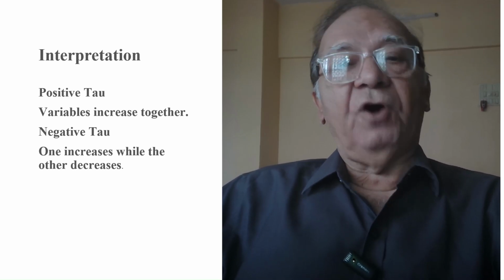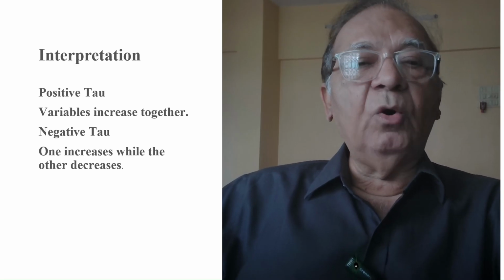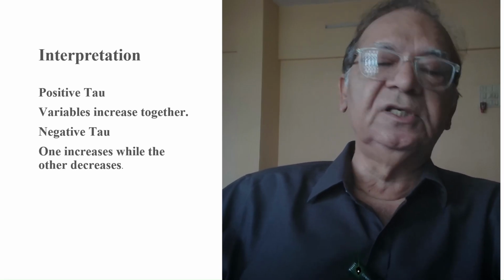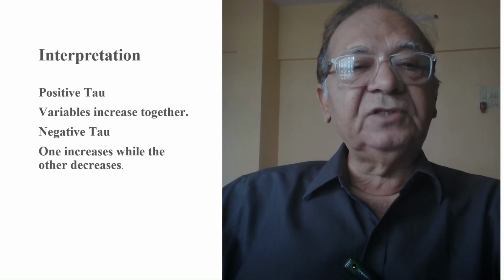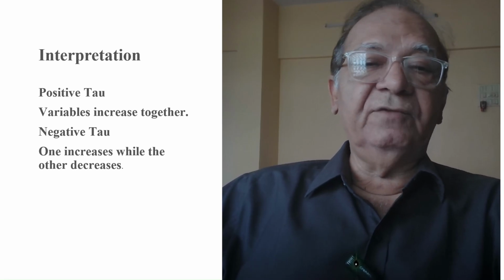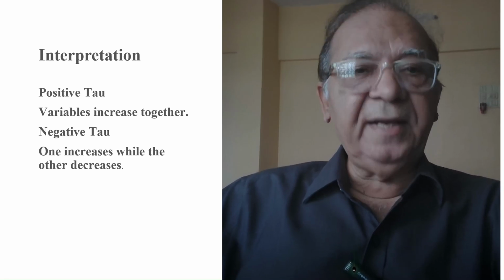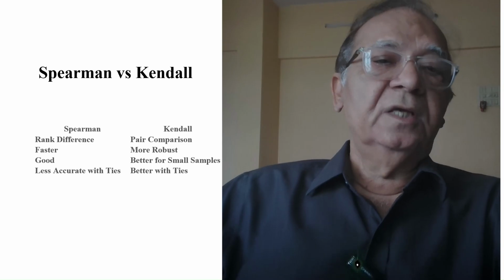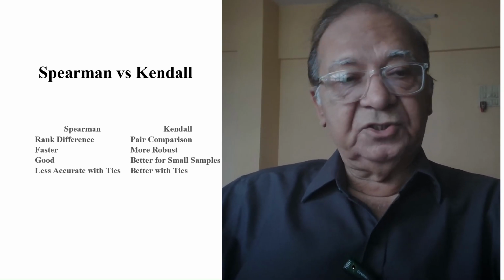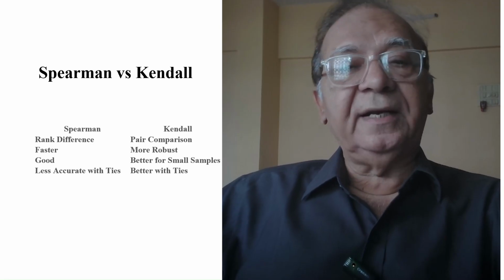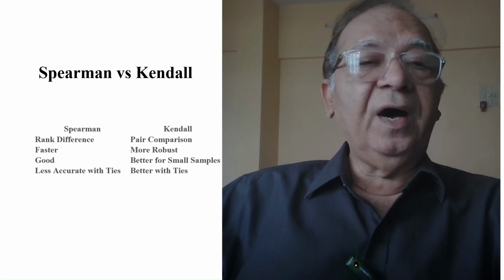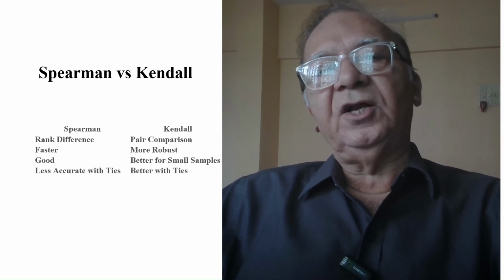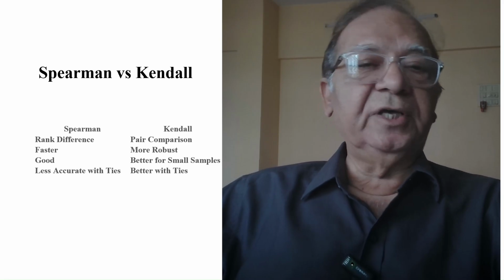Interpretation is straightforward. A positive Tau indicates that higher ranks in one variable are associated with higher ranks in the other. A negative Tau indicates an inverse relationship. Comparison is one of the most important parts of today's lecture. Spearman uses rank differences. Kendall uses concordant and discordant pairs. For small samples and data sets containing many tied observations, Kendall's Tau is generally preferred.